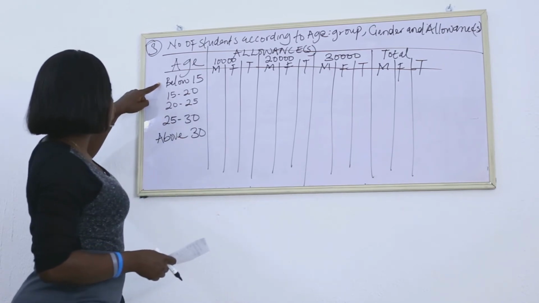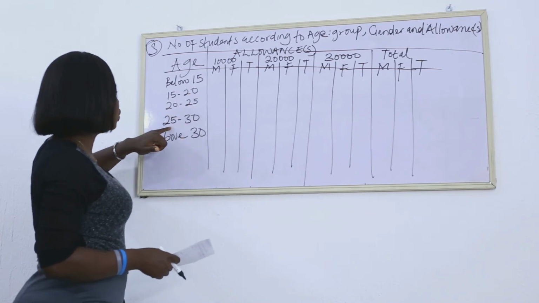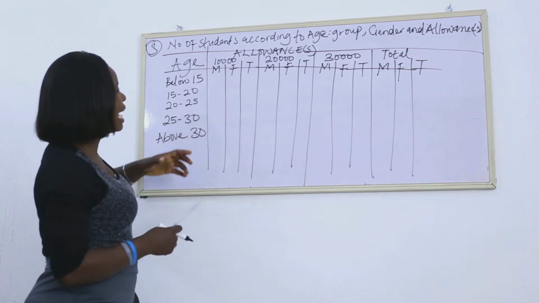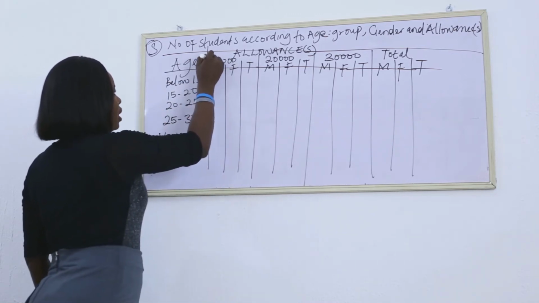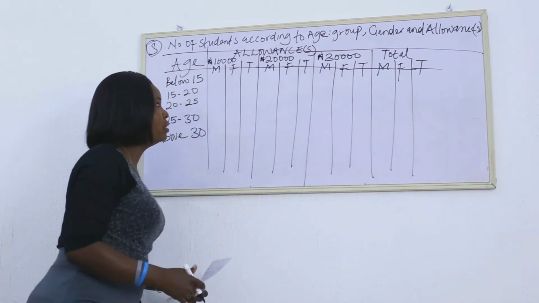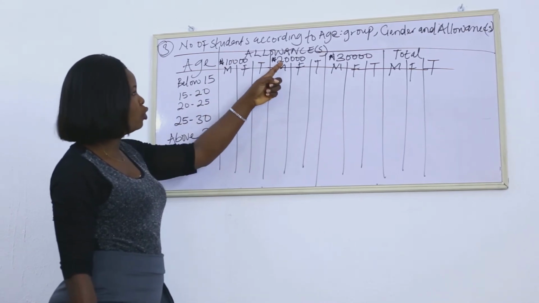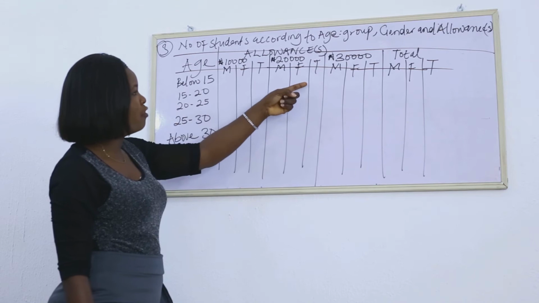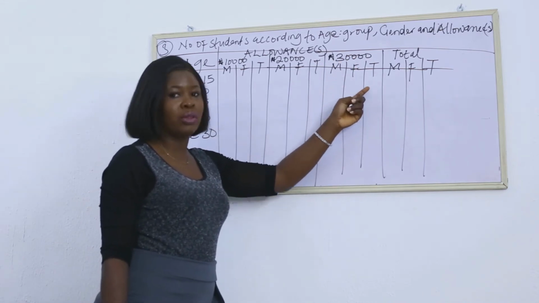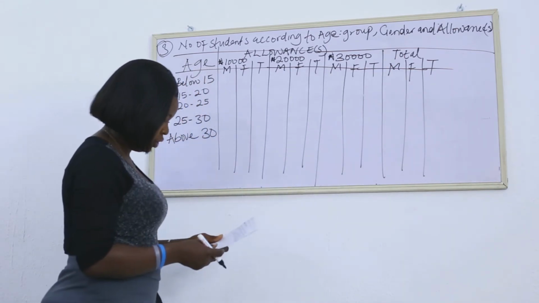Then the age group is below 15, 15 to 20, 20 to 25, 25 to 30, then above 30. The first allowance is 10,000 naira per month. The second allowance is 20,000 per month, and the third allowance is 30,000 per month. For a student that gets 10,000, we have male, female, and total. For a student that gets 20,000, we have male, female, and total. For students that get 30,000, we have male, female, and total. And in general, the total of male, the total of female, and the total in general.